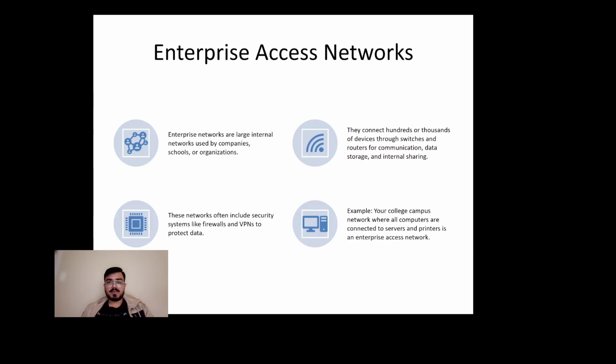Then let's see the enterprise access network. Enterprise networks are large networks used by companies, schools, and organizations. They connect hundreds or even thousands of computers together so employees can share data and resources securely. These networks have multiple switches and routers along with firewalls and VPNs for protection. For example, your college campus network, with all the labs, computers, printers, and servers connected, is an enterprise access network. It allows file sharing, printing, and communicating inside the organization.